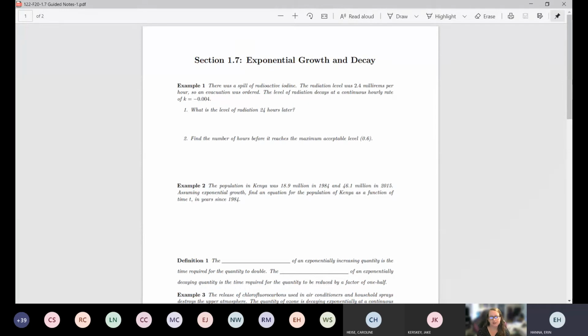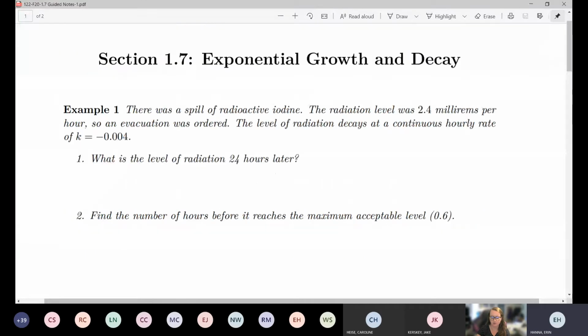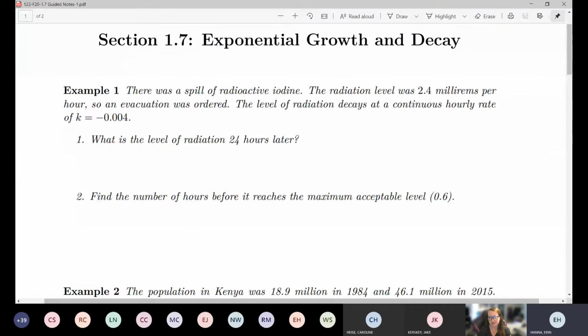Now 1.7 is almost a little weird because we already have like 90% of the material we need to do all of these problems. There's like 2 definitions that we need to give, but everything else is essentially using exponentials and logarithms to solve word problems. So I guess it's mainly putting the stuff we just learned into contextual word problems.